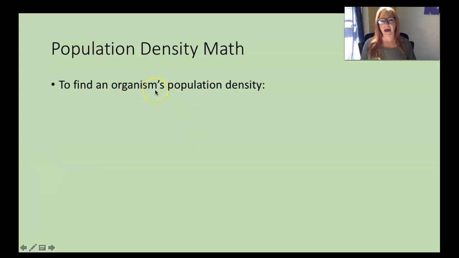All right. Oh, there's math, you guys. Oof, there's always math in science. Oh, even in biology. Okay.